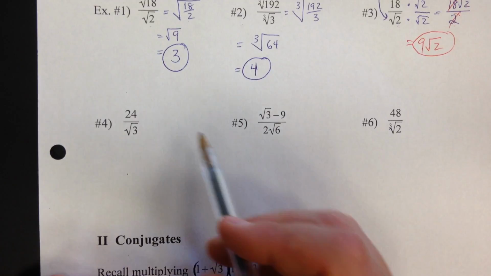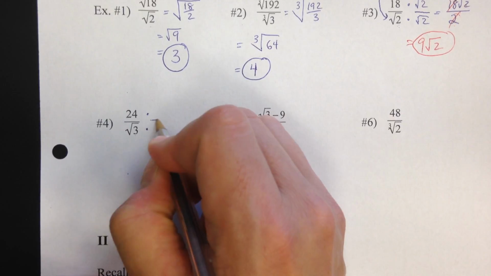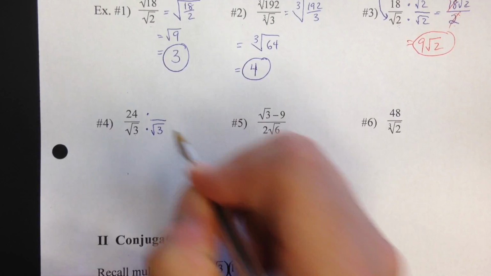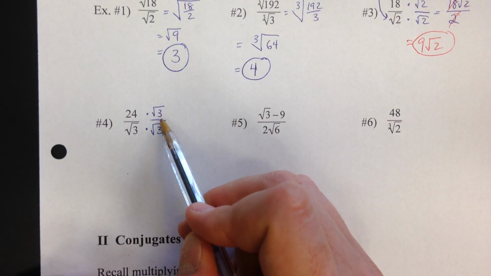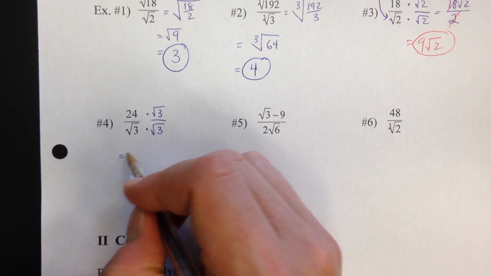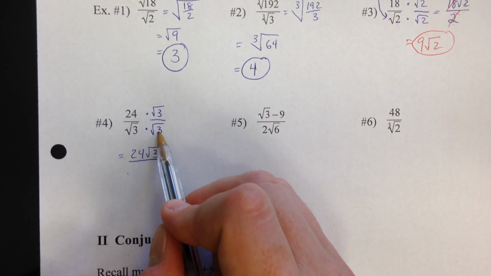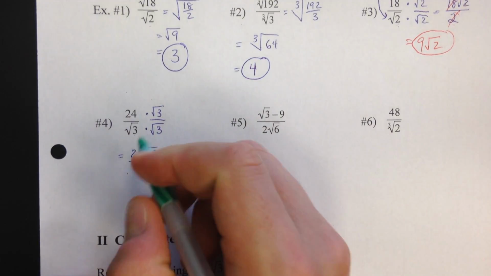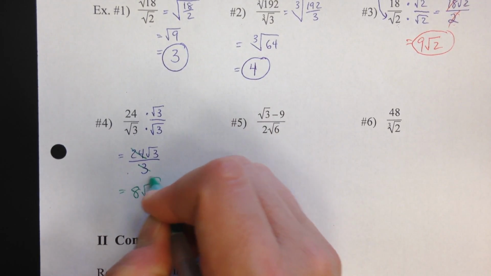So for number 4, 24 divided by the square root of 3. Ask yourself, what could we multiply by that would eliminate the square root? Well, you make it a perfect square by multiplying by root 3. But you have to do it top and bottom. Okay, so here's my fancy form of 1. In the top, we get 24 square root 3. In the bottom, this becomes the square root of 9, which is 3. Now again, last step is to ask yourself if you can reduce. 24 divided by 3 is 8, so we get 8 square root 3.